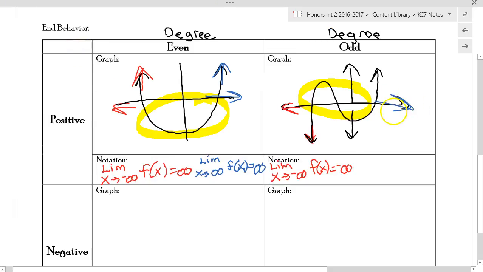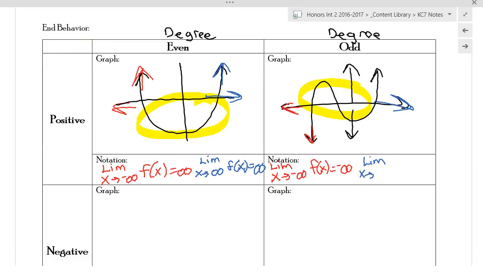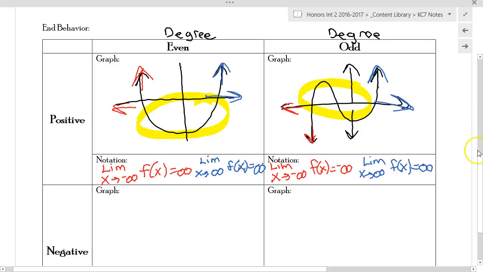As I go to the right, I have the limit, and underneath it, as x approaches to the right is positive, so positive infinity. And then my graph is going up. So f of x is equaling infinity, positive. So going up is positive numbers.